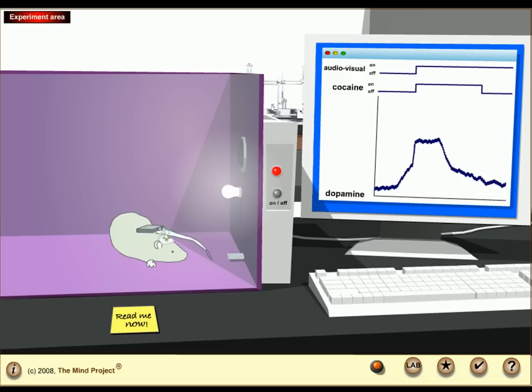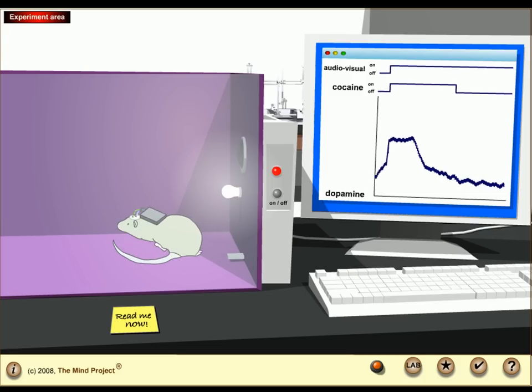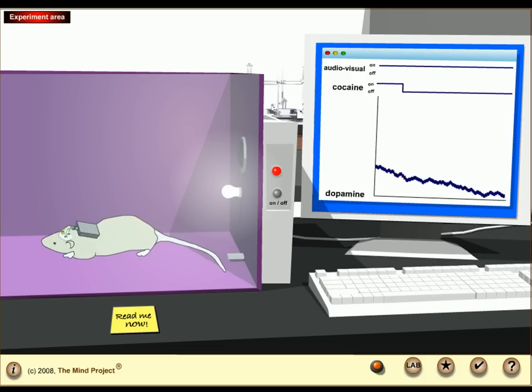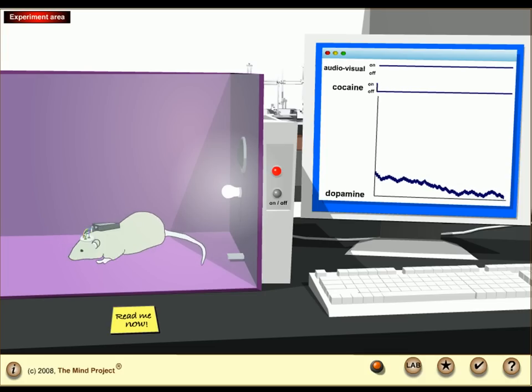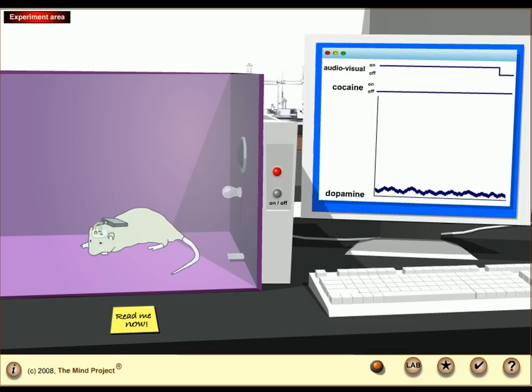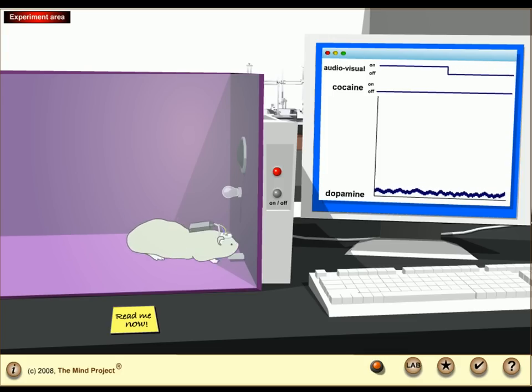The behavior of the rat that you see here is genuine, having been created by a process called rotoscoping, where authentic videotape of a rat under the influence of drugs is captured by an artist who traces over each frame of the video image. Walking around and around in circles is one of the obsessive, stereotypical behaviors common in rats under the influence of cocaine.